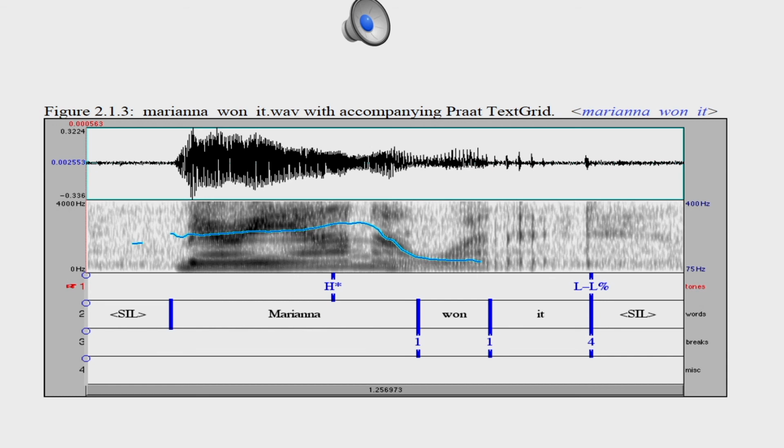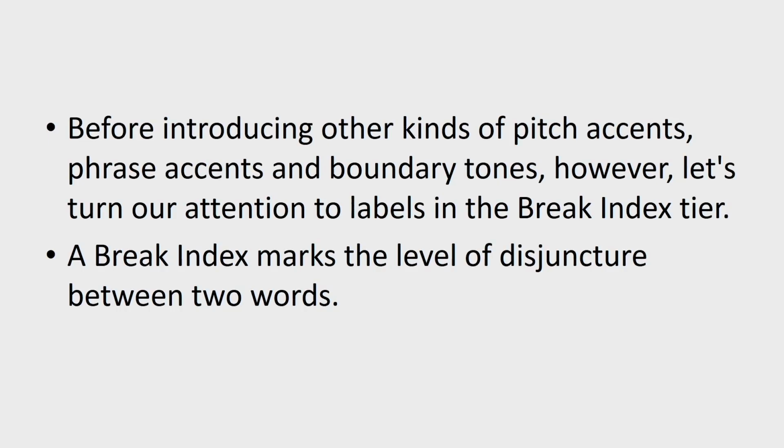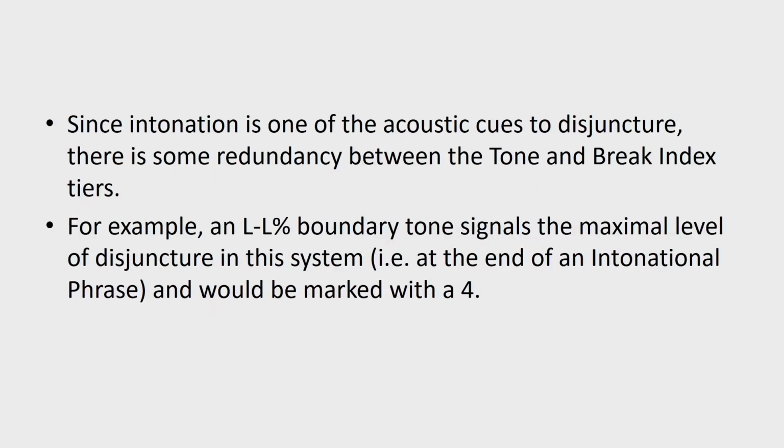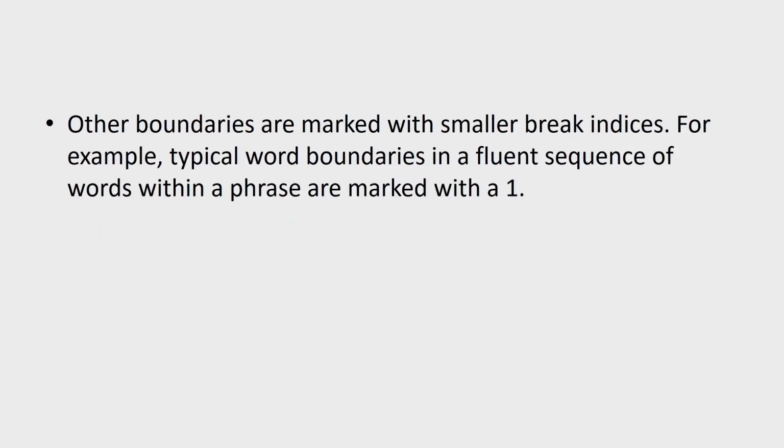So the sentence is Mariana Wanet, and here the break is only 1, and this is the strongest break, a 4. So the break index marks the level of disjuncture between the words, and intonation is one of the acoustic cues to a disjuncture, and the LL% boundary tone signals the maximal level of disjuncture. So this is 4, as we saw in all the sentences there.